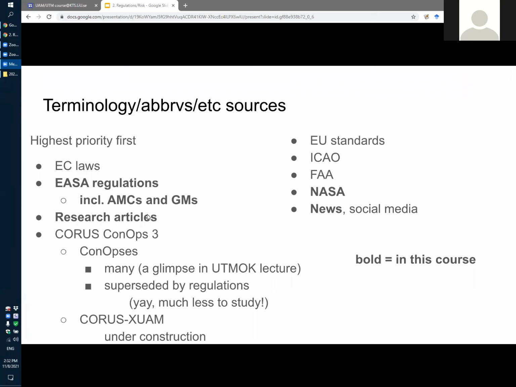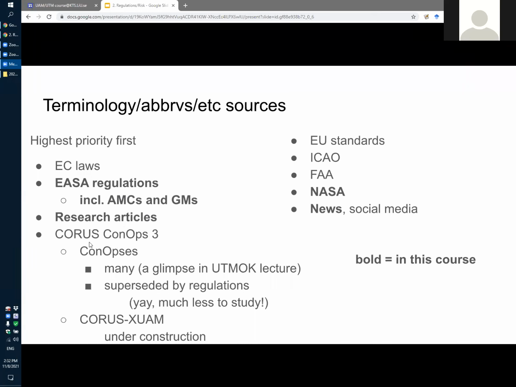Then there are research articles. We write research articles, and we try to be as precise and formal as we can in them. We do challenge the regulations sometimes. So whatever is in the articles doesn't have to be any kind of rule, but still a lot of thought is put into research articles and other work in research projects. We will be using some of those. Regulations are more important, but articles are still good.